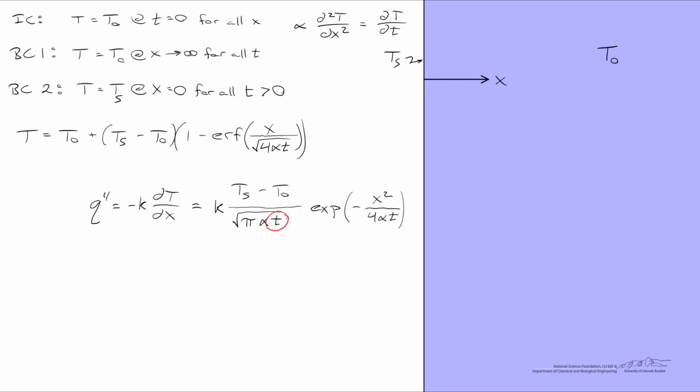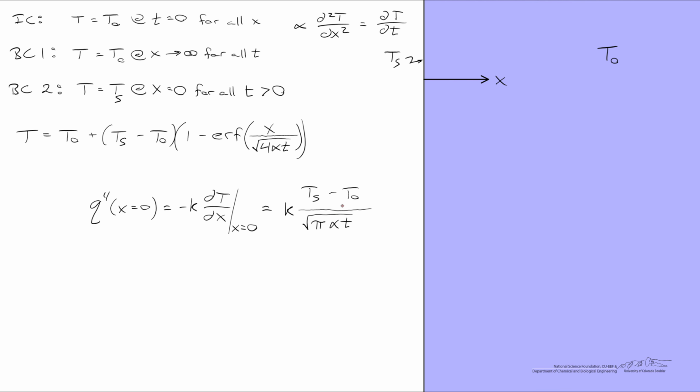We also observed at large values of time, the flux decays to 0, and then in that case, most of the solid has already warmed up to the surface temperature, and then in that case, there's no temperature gradient and the flux is 0. In this problem, I want to explore the flux at x equals 0, so the flux at the surface, and in that case, if x is equal to 0, this exponential drops out. And this indicates that the thermal flux at the surface decays as time progresses.